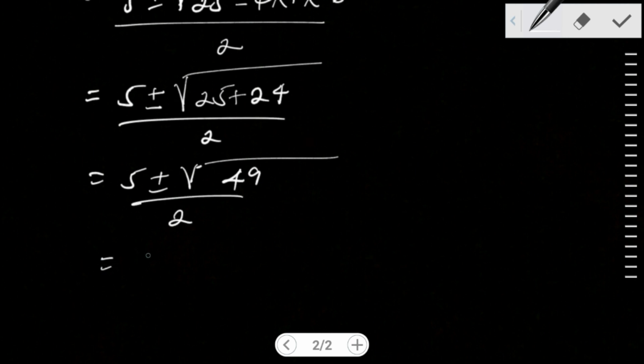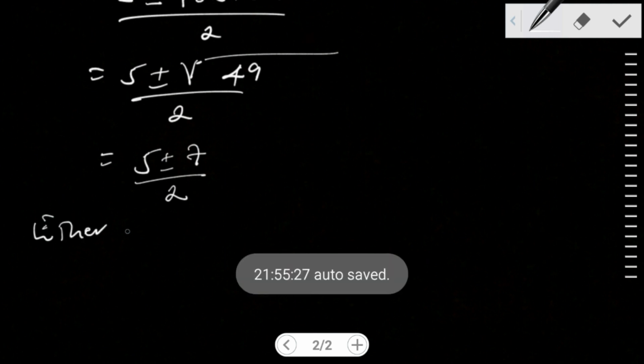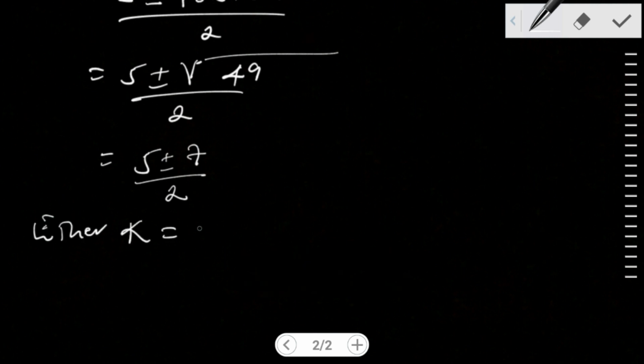And so I'm going to have 5 plus or minus 7, all over 2. So let's get the values of k in this case. Either k would be equal to 5 plus 7 all over 2, which would give me 12 divided by 2, giving me a 6.